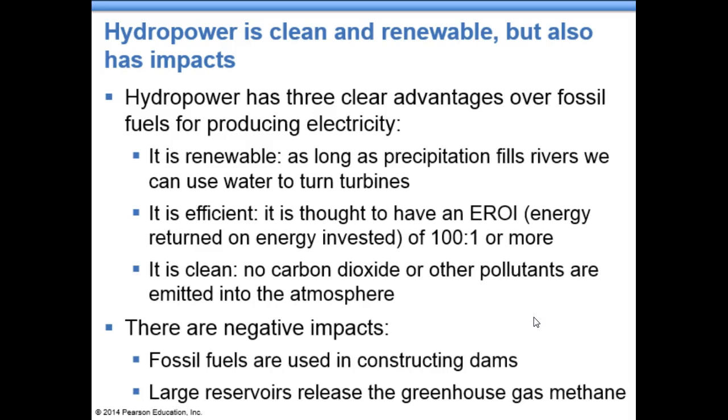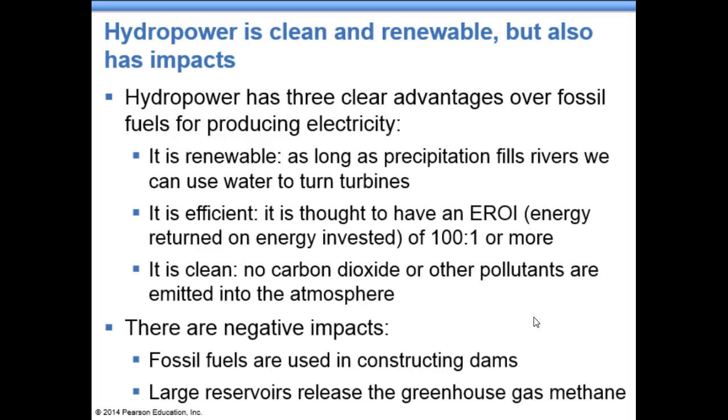It's efficient. We're talking about an EROI ratio of 100 to 1. There are no carbon compounds that are burned. There is no carbon dioxide that is emitted. There are no other pollutants that are emitted into the atmosphere, and it actually helps to safeguard air quality, climate, and human health.